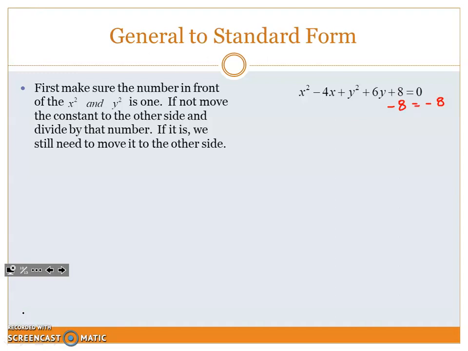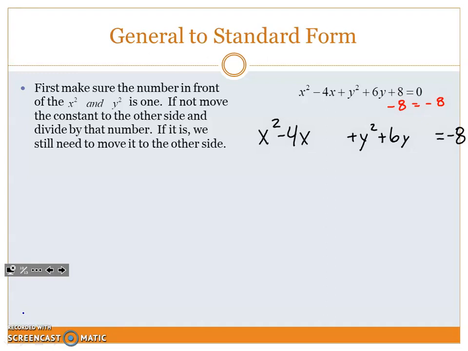Okay? And when I do that, I'm going to have an x squared minus 4x, and I need to leave a space because I'm going to have to find a magic number. Then I'm going to have a plus y squared plus 6y, and again, I need to leave a space because I'm going to be looking for a magic number to go in there. So we've got to find 2 magic numbers this time.